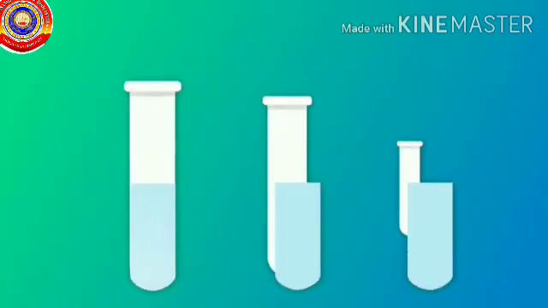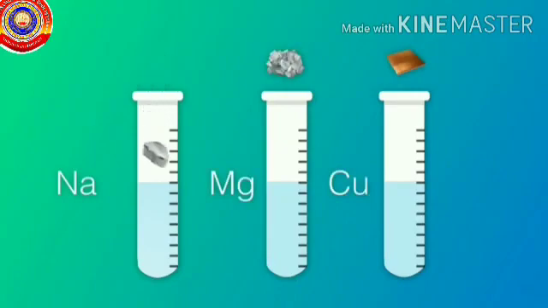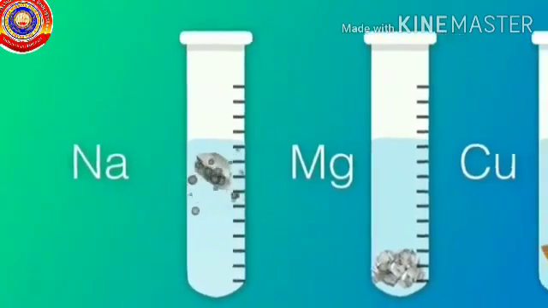Take 3 test tubes having same quantity of water. Take pieces of sodium, magnesium and copper of same size and drop each one to each test tube. Observe the reactions. Only sodium reacts with the cold water.